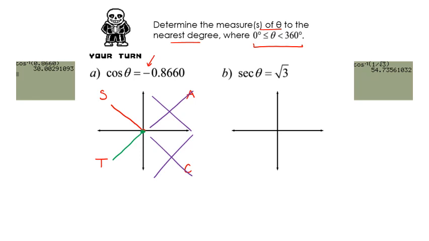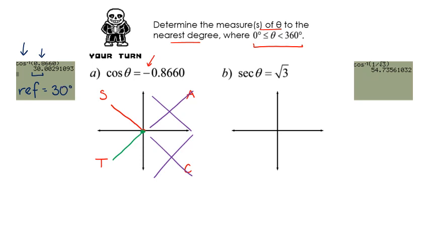Now, we'll need our reference angle. So in the calculator, I'm just going to type in second cos, and then I'll just take the positive version of that value. So second cos and then 0.8660. And then we get 30.0029 and so on. This is going to act as our reference angle. So I'm just going to round it to 30 degrees.